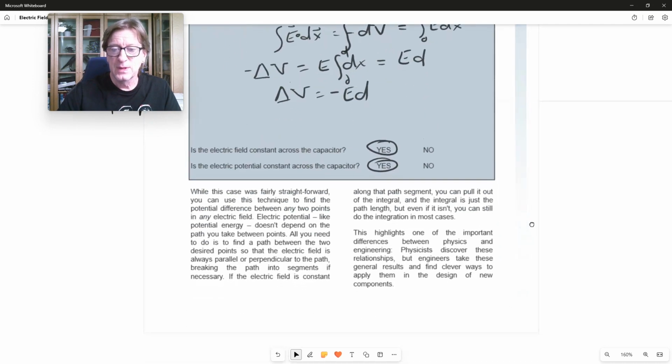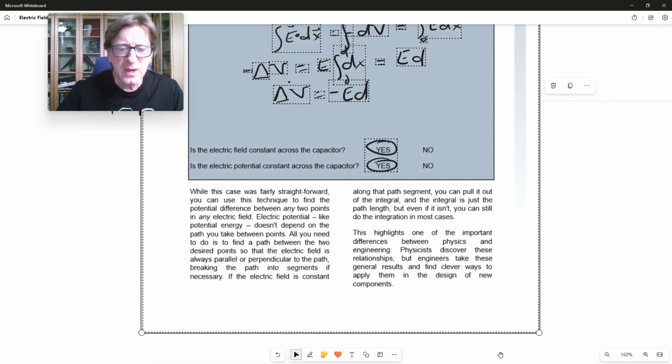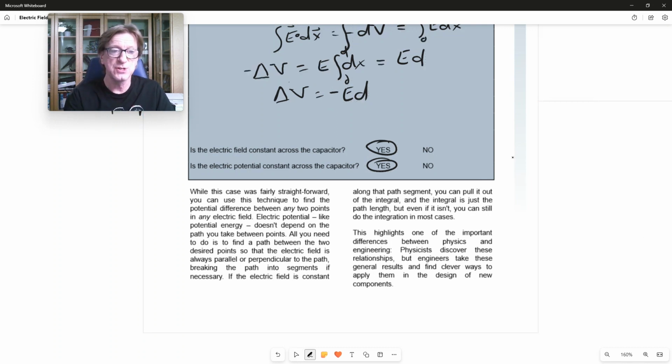Okay, so if the electric field is constant on that past segment, you saw that we pulled it out. But even if it isn't, most of the time we can actually do the integration fairly simply. So for example, if I have just a spherical test charge or a spherical source charge, we'll draw it over here, right?